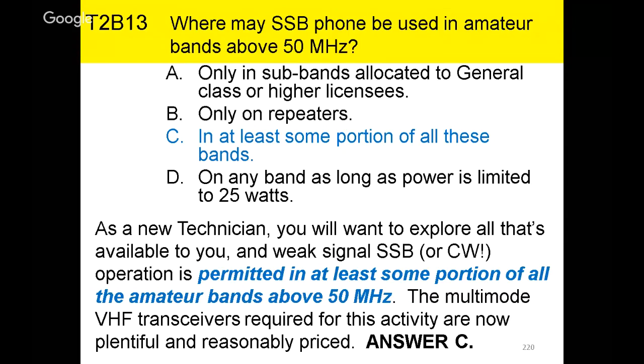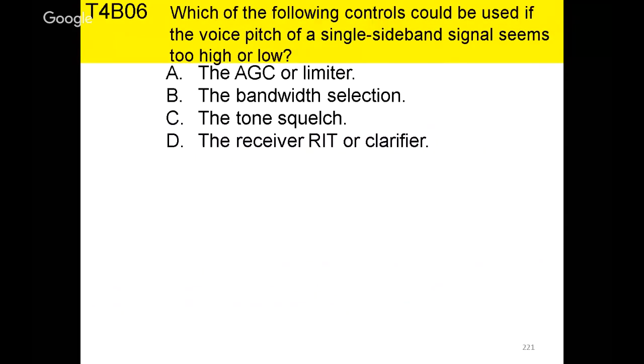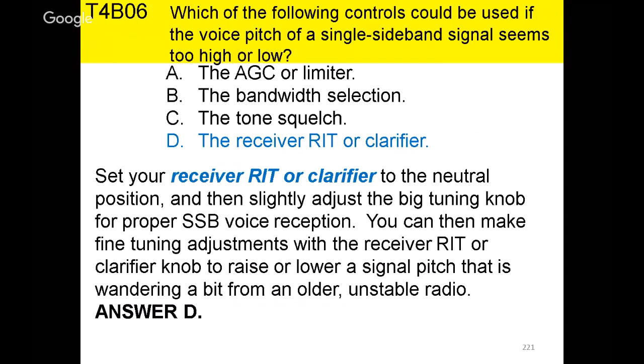There it is. Alrighty. So which of the following controls could be used if the voice pitch of a single sideband signal seems too high or low? There are controls on your transceiver, particularly the receive side, that if you're not hearing it properly, let's say you're on frequency, but somebody's not quite on frequency, rather than change your transmit frequency, there is something called a RIT, or a receiver incremental tuner, or clarifier.